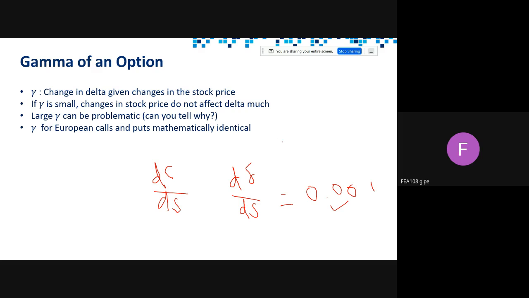Can you tell me why? Imagine Cherry has sold a call option to Neil. Sir, is it because if the value of gamma is high, then it would be much more difficult to get delta to zero, to stay risk neutral?